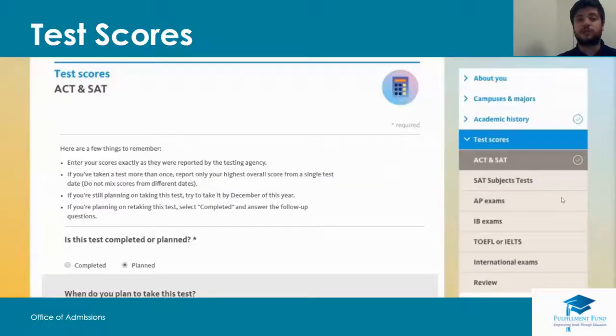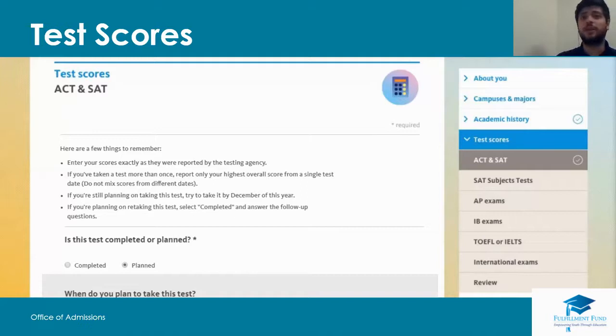Now, when it comes to the test scores section of the application, this is pretty much what it looks like here. For this section, there are several exams that you can report, as you can see here on the right-hand side, going from SAT and ACT all the way down to international exams.